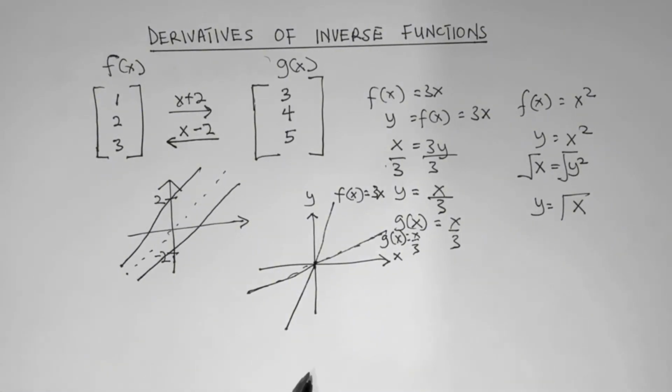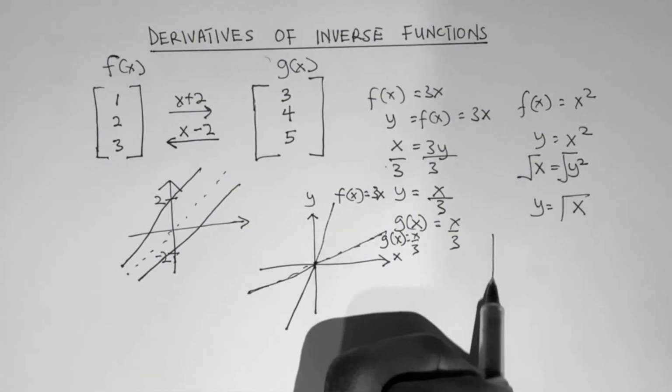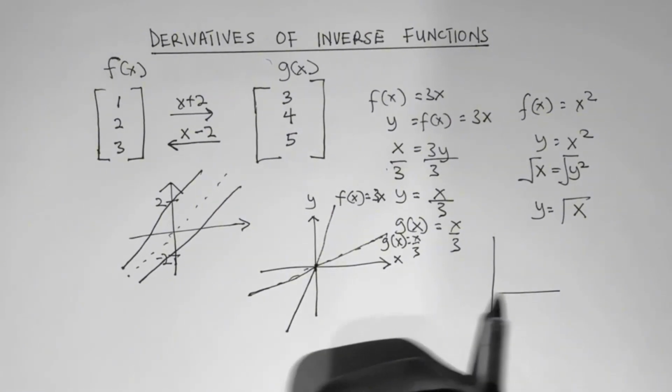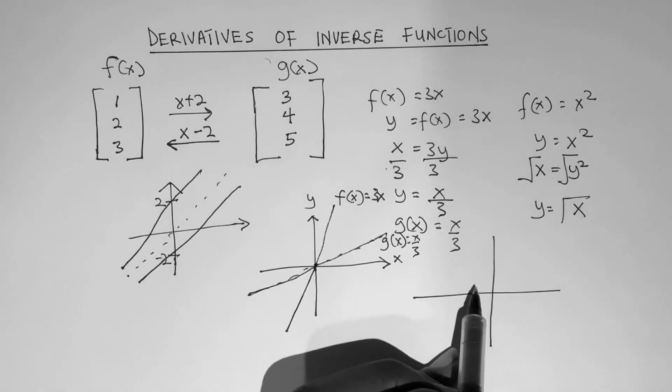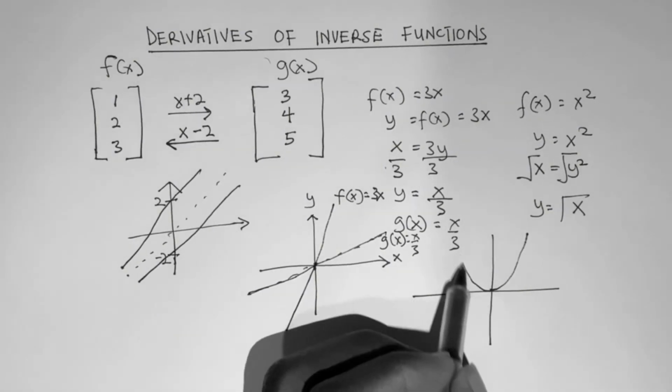So now, let's sketch this on a number line. Let's first sketch f of x. So f of x equals x squared. So this is the graph of f of x equals x squared.